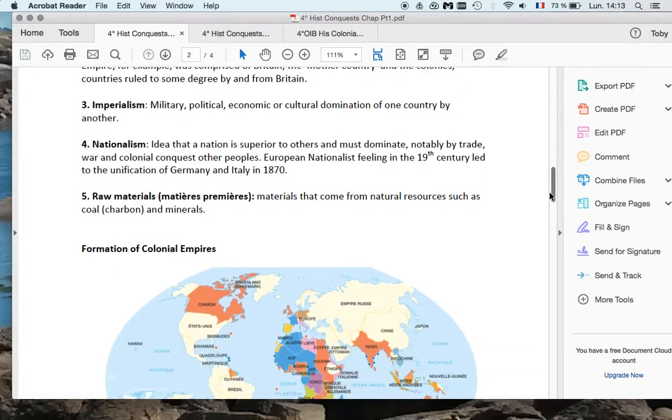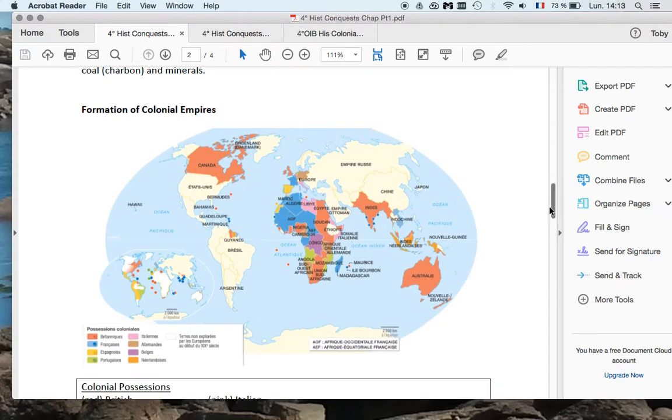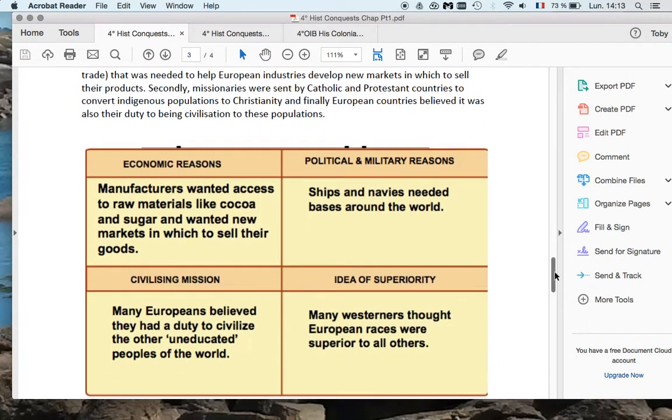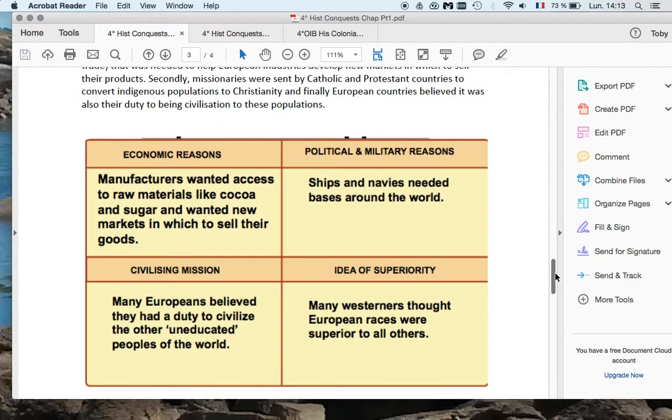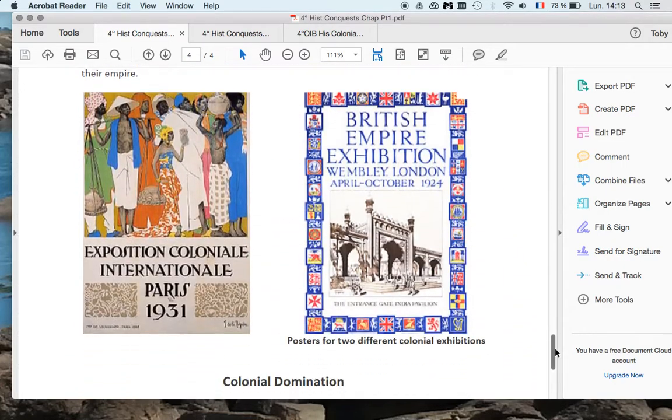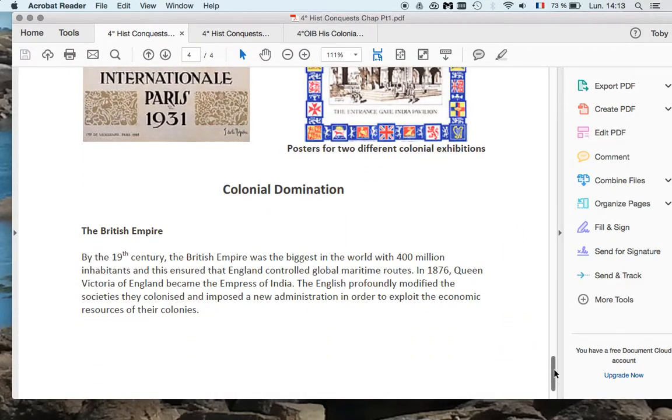We've already gone through the vocabulary. We've already talked about the different colonial empires that formed in the world during the 16th, 17th, 18th and 19th centuries. We've already done the work on why colonies happened, economic reasons, the idea of superiority, the concept that Europeans believed it was their duty to educate other people in the world who they saw as uneducated. And we've done a little bit of work on the British Empire.